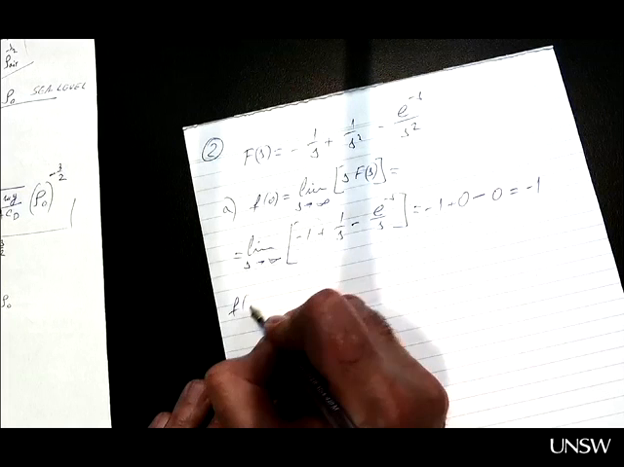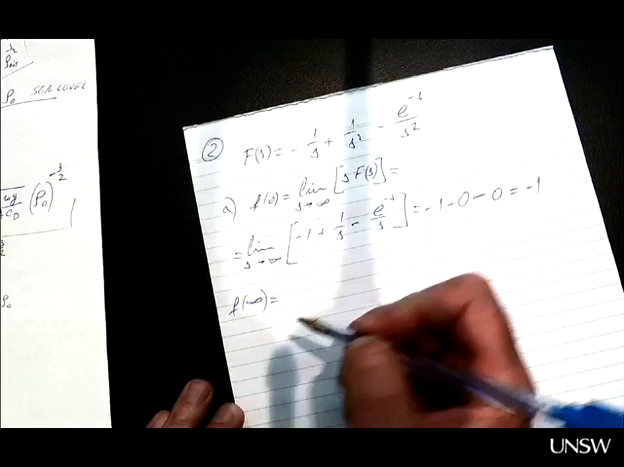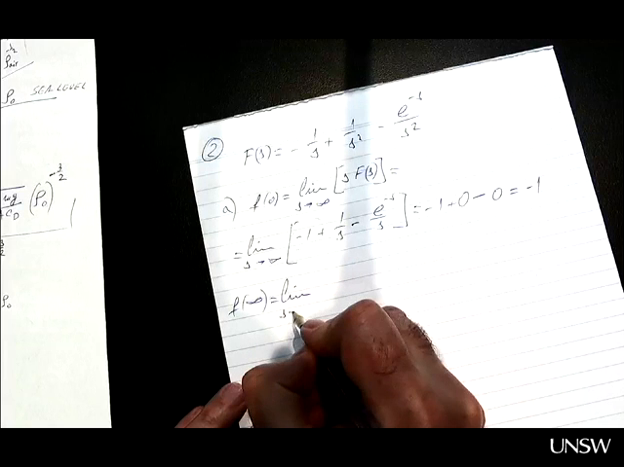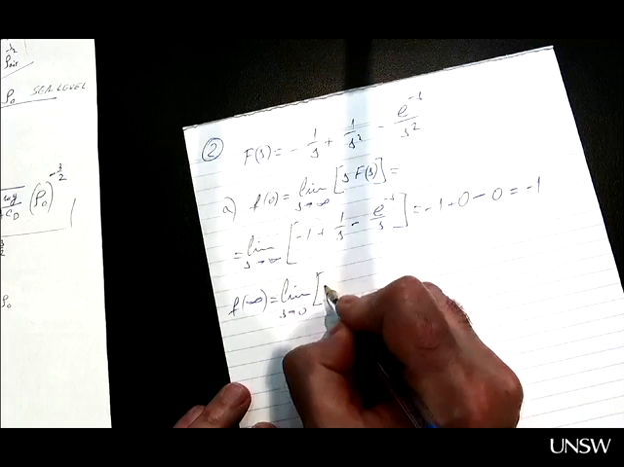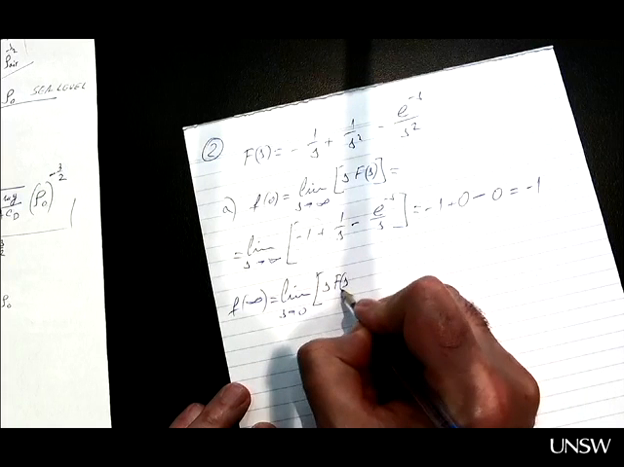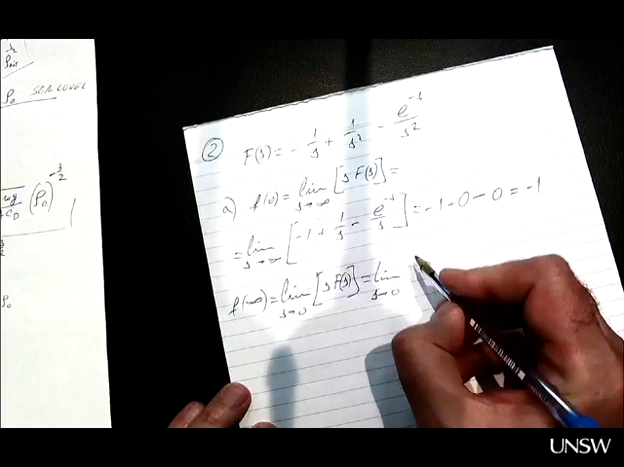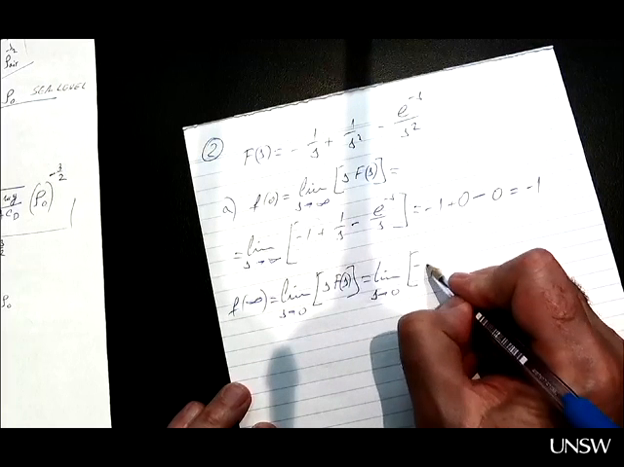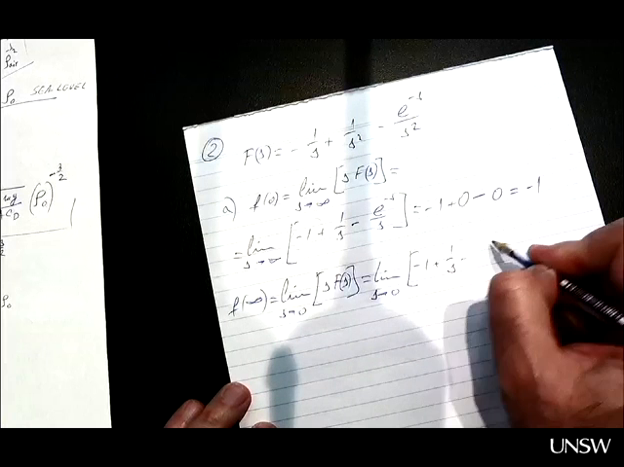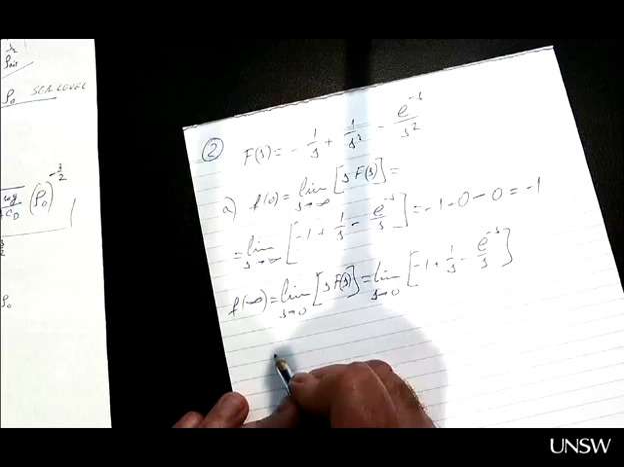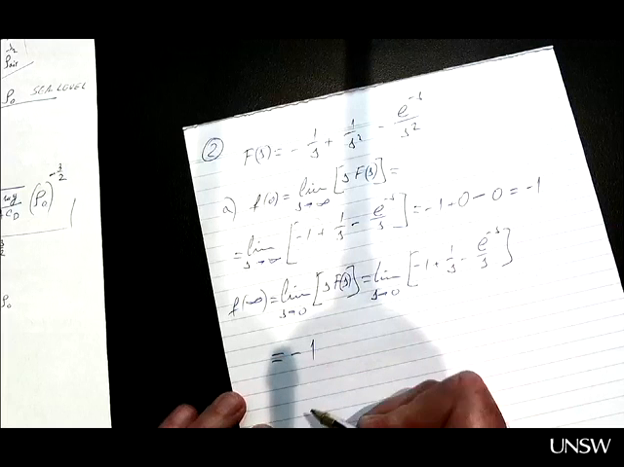Final value: limit now s approaching 0 of s f of s, which is the limit s approaching 0 of the same thing. Minus 1 plus 1 over s minus e to the minus s over s. That equals minus 1.